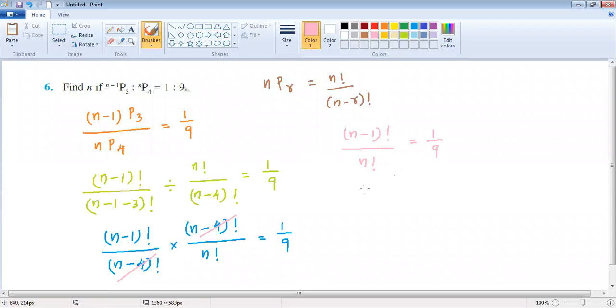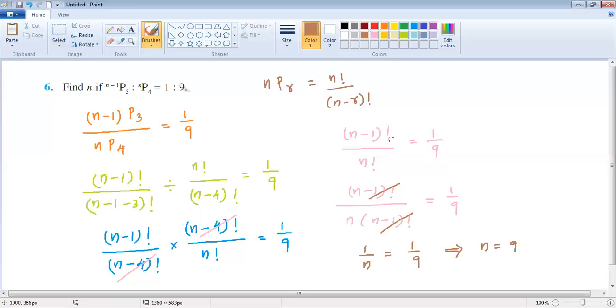So this is nothing but n minus 1 factorial divided by n factorial can be written as n into n minus 1 factorial. जैसे 9 factorial can be written as 9 into 8 factorial. जैसे n factorial can be written as n into n minus 1 factorial, which is equal to 1 upon 9. So you can see that this n minus 1 factorial दोनों साइड से कट हो जाएगा. बाकी आपको मिलेगा 1 upon n is equal to 1 upon 9. That implies n is equal to 9.